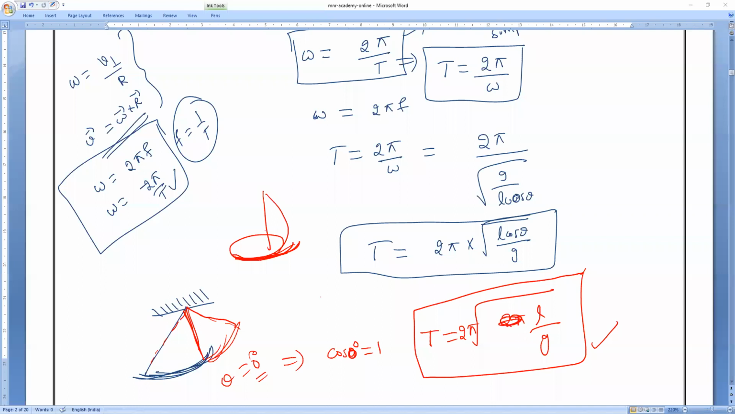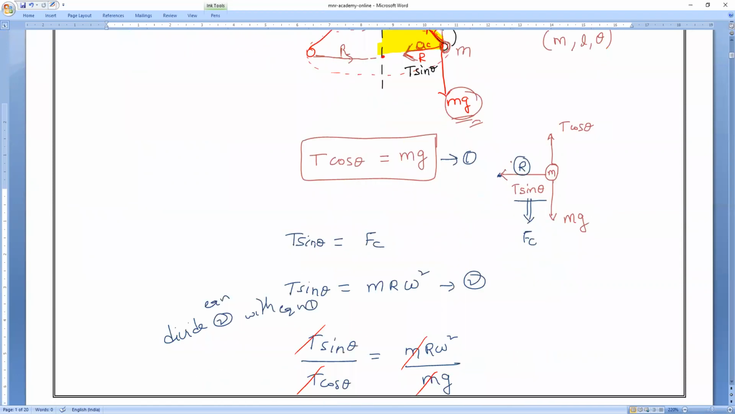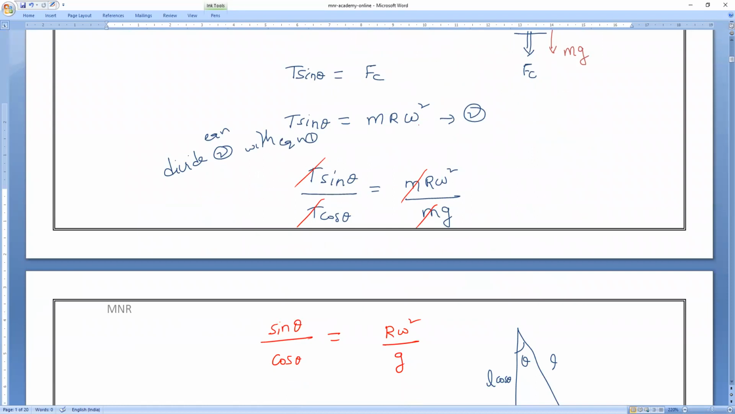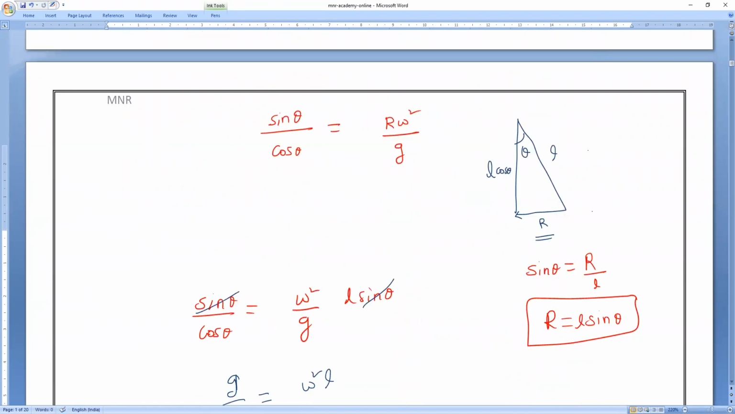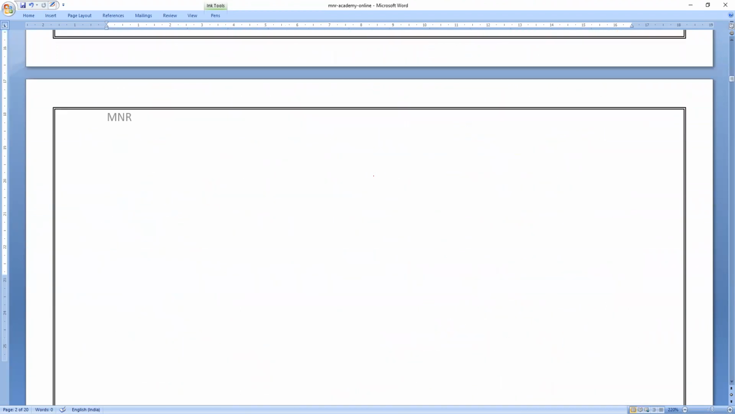So do you all understand, everybody, how to derive it? Please solve it very neatly. It's very simple. If you form two equations, T cos theta is equal to mg, and T sin theta is equal to the centripetal force, the force exerted towards the center. And then in this triangle, if you are able to find sin theta, that's all, it is the answer. Okay. So this is what it is about.